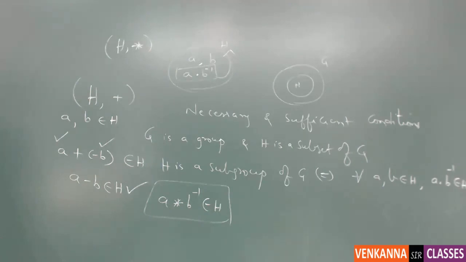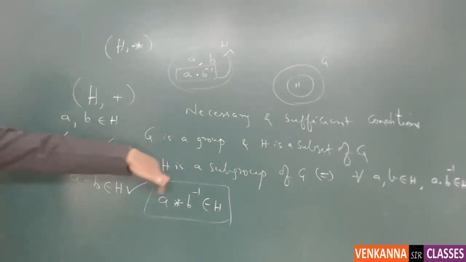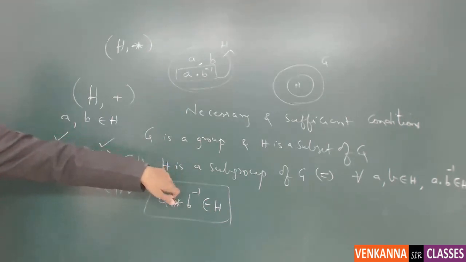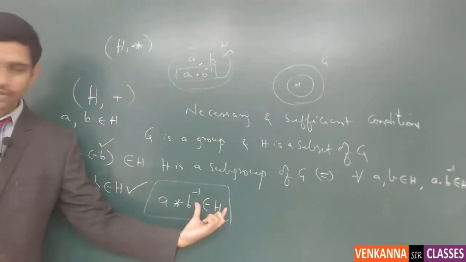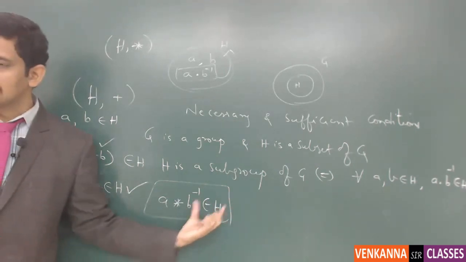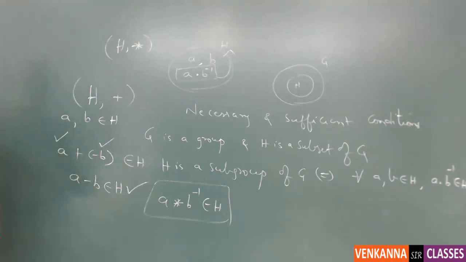So I take the first element as it is. I take the inverse of the second element. Between these two, I am applying the operation. The result must belong to H. Basically, all these values A, B, B inverse belong to the group. So this result must belong to H. If it satisfies, it will become the subgroup. Clear?